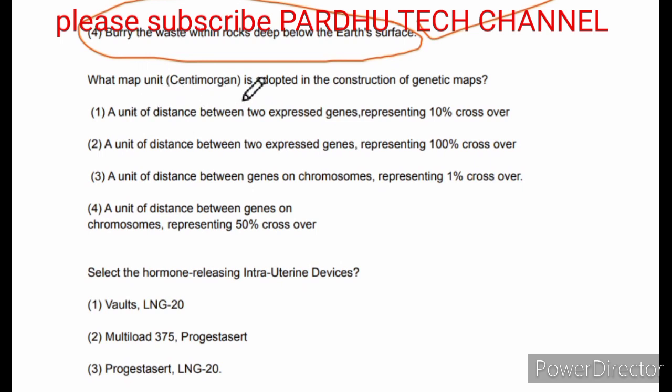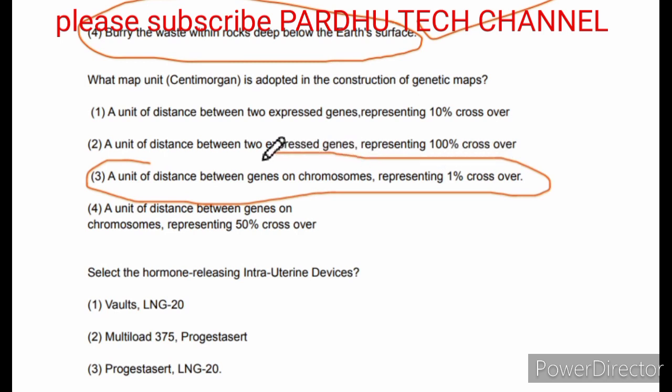What map unit, that means centimorgan, is adopted in the construction of genetic maps? So these are options, and answer is a unit of distance between genes on chromosomes representing 1% crossover.